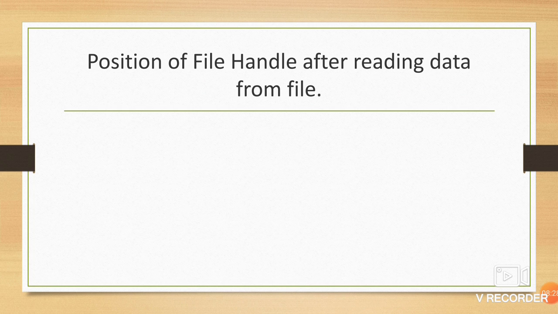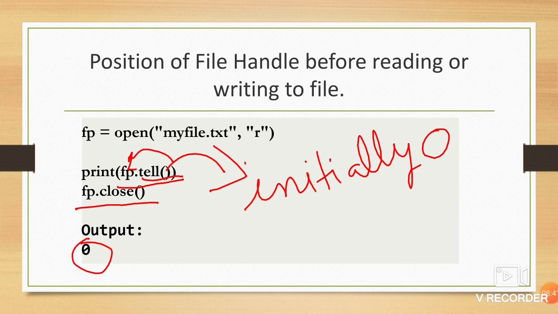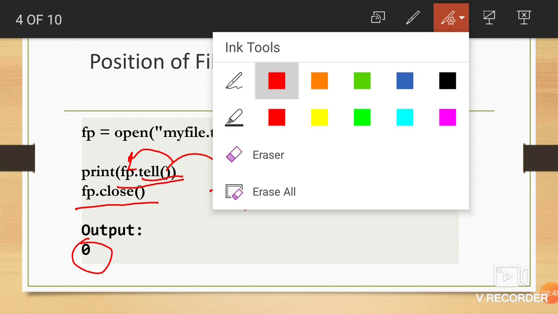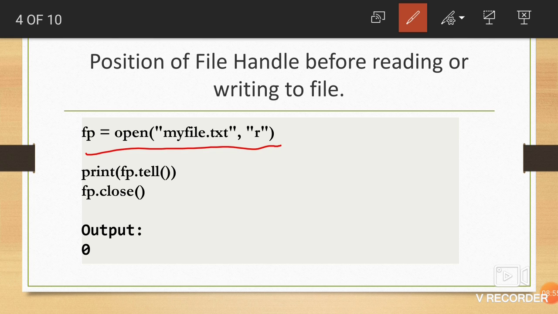Now we will see the position of the file handle after reading data from file. In the previous program we just opened the file using the open method, and we did not do any manipulation. We did not read the file or write any content to it. We only opened the file and performed no operation or task. So the initial position of the object will be the beginning of the file. That's why it returns 0.